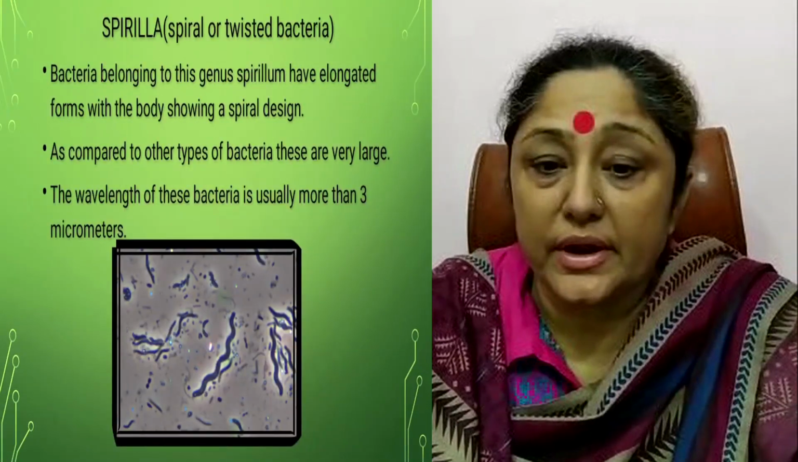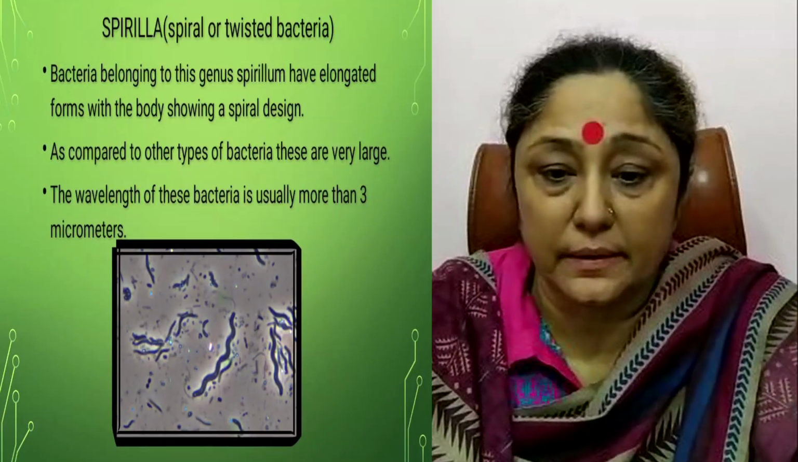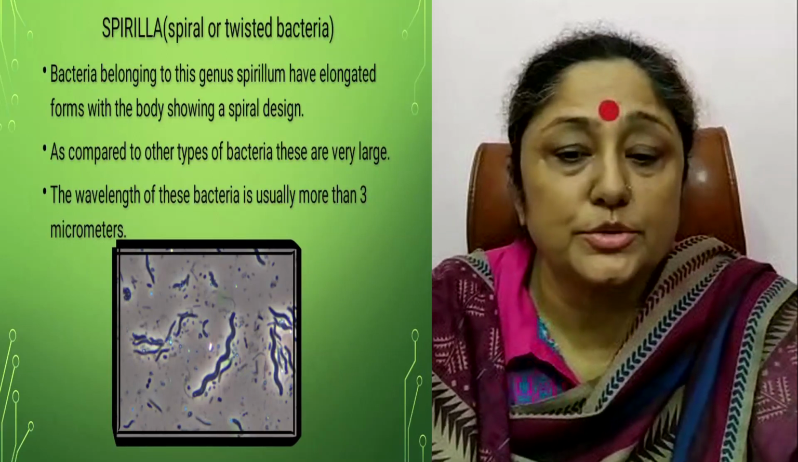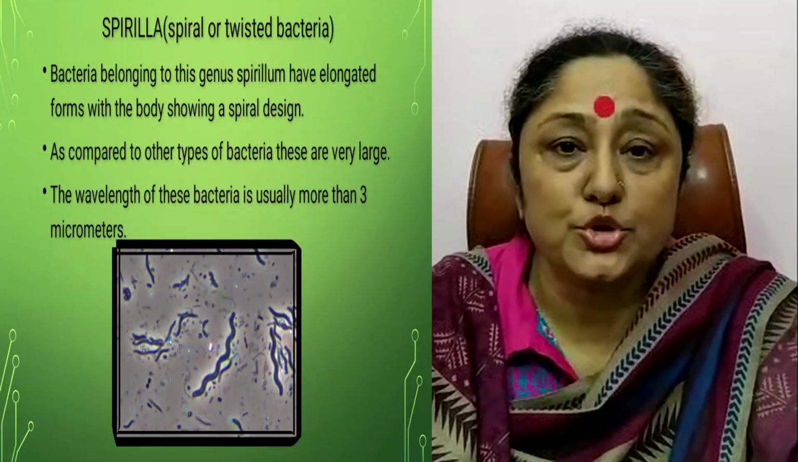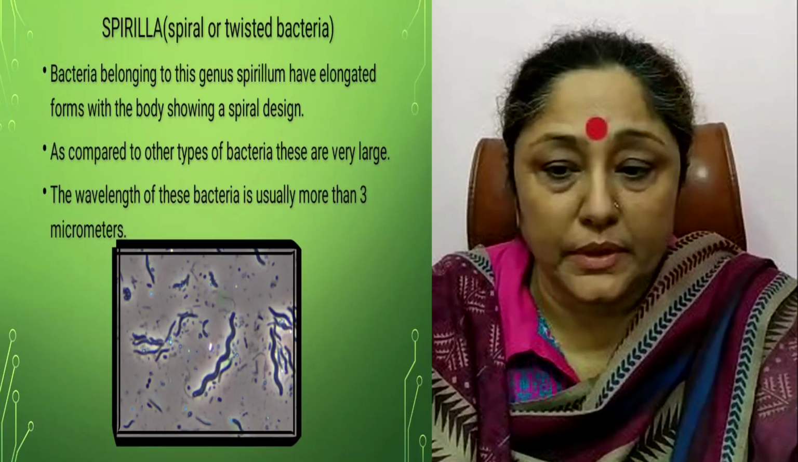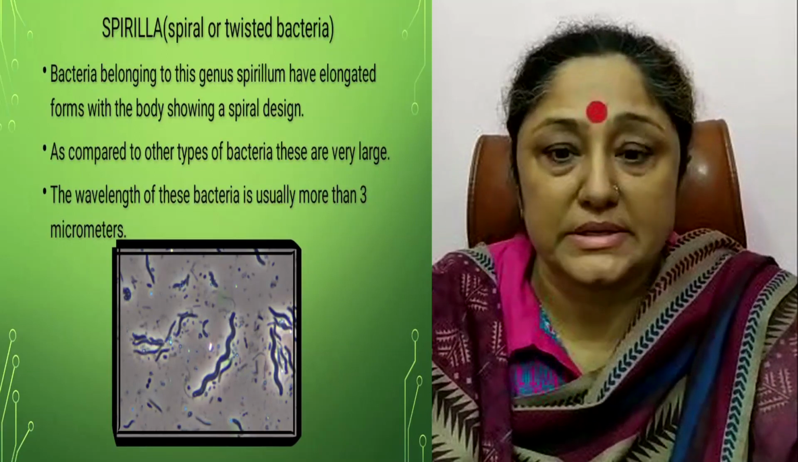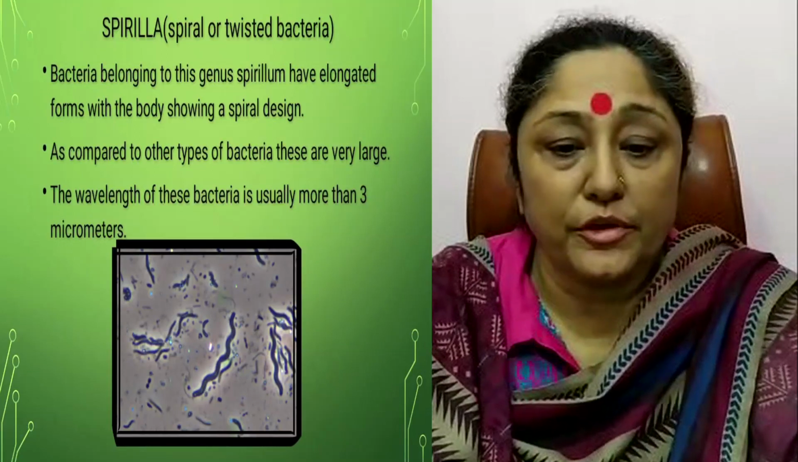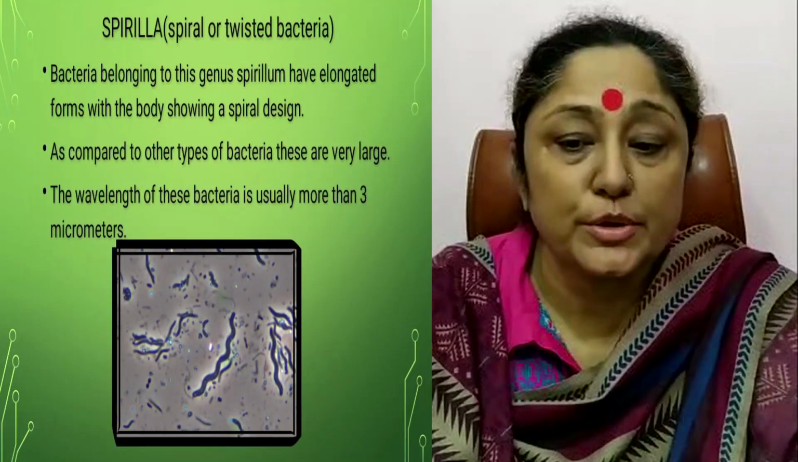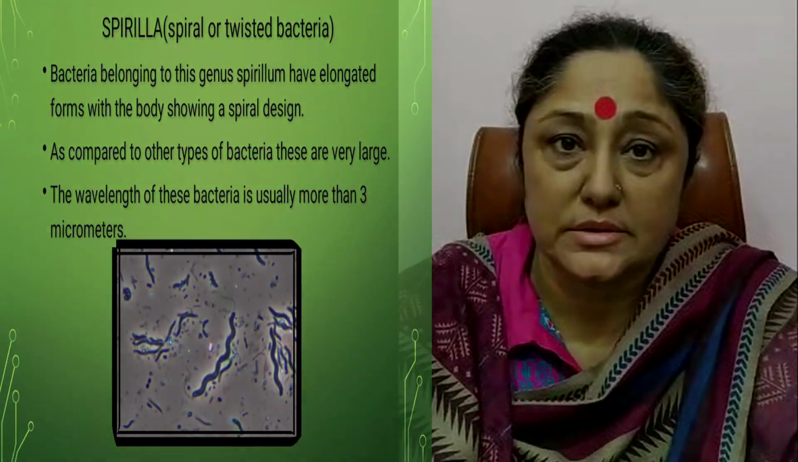There are spirilla, the spiral or twisted bacteria. Bacteria belonging to the genus Spirillum have elongated forms with the body showing a spiral design. As compared to other types of bacteria, they are very large. The wavelength of these bacteria is usually more than 3 micrometers.